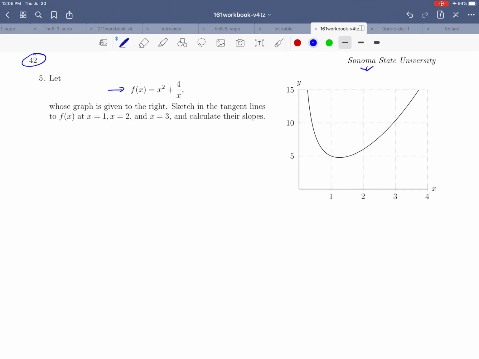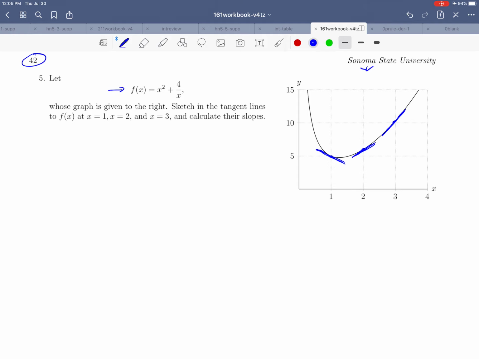All right, so why don't we start by drawing in those tangent lines. So at x equals 1, we'd be sitting here. We draw in our best approximation of a tangent line. It looks like that. And then same thing at 2 and 3. So those lines would look, roughly speaking, like that and that. Okay, and it's our job to actually calculate the slopes of those lines that we just drew in.